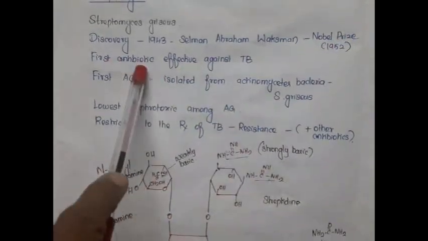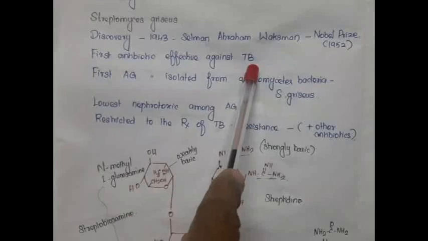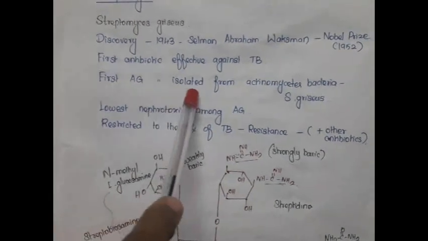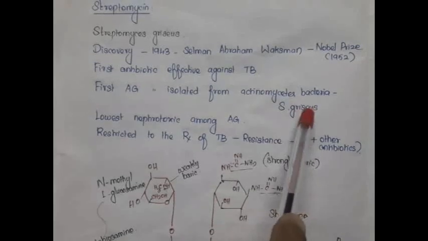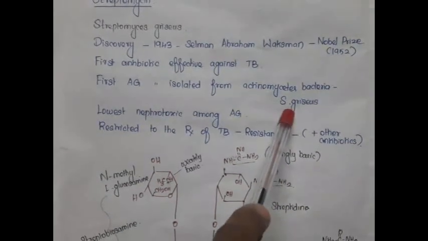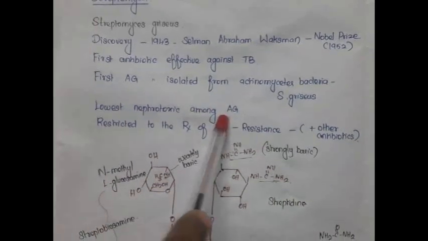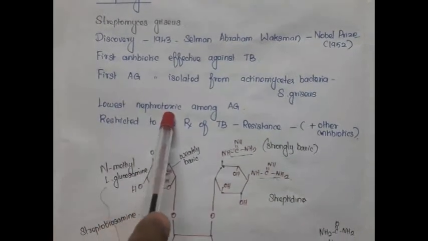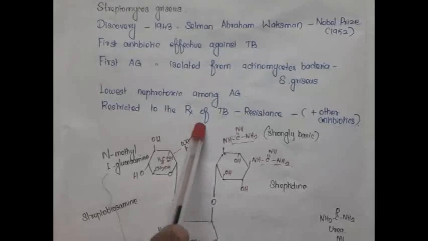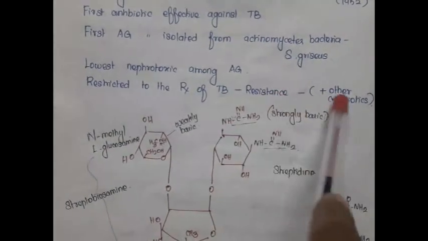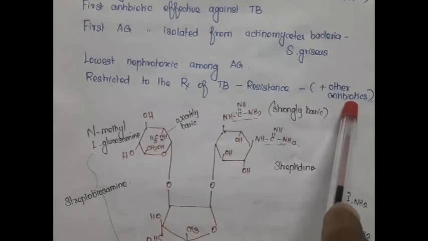It is the first antibiotic effective against tuberculosis, and it is the first aminoglycoside antibiotic that was isolated from the actinomycete bacteria called Streptomyces griseus. Among the aminoglycosides, it has the lowest nephrotoxicity, and it is restricted only to the treatment of tuberculosis, and because of resistance it is usually given in combination with other antibiotics.